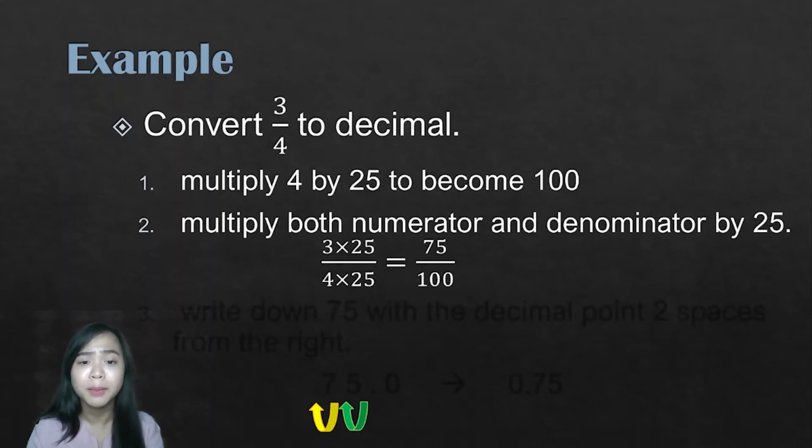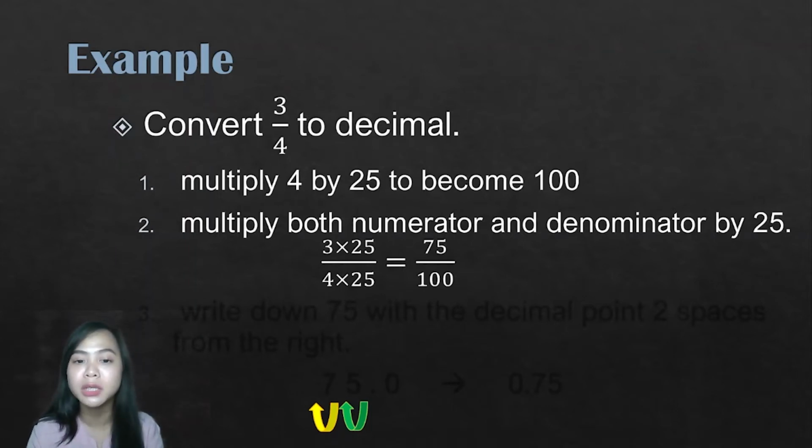We multiply both numerator and denominator by 25 because 25 over 25 is also equal to 1. So we just simplify our given fraction. We don't change the value, we just simplify, and we're going to convert it into decimal.